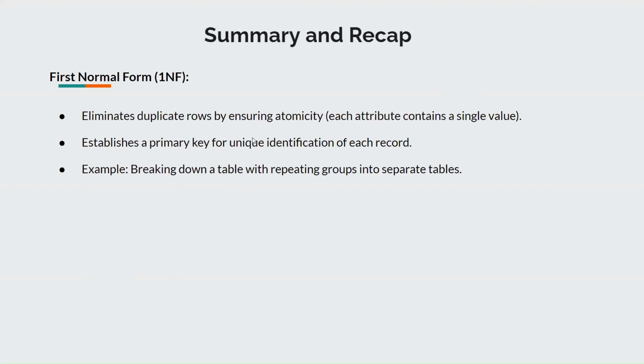We began with the first normal form, which eliminates duplicate rows by ensuring atomicity. It establishes a primary key for unique identification of each record. When we break down a table with repeating groups into separate tables, first normal form is achieved.